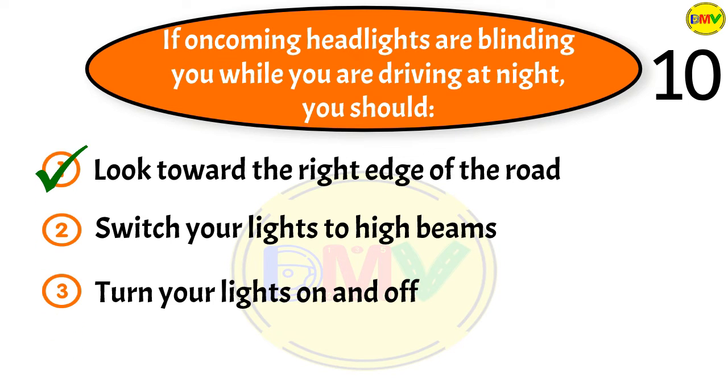The correct answer is 1. If the headlights of an oncoming vehicle are blinding, glance toward the right edge of the road instead of looking directly ahead. This should keep your vehicle safely on the road until you pass the oncoming vehicle.